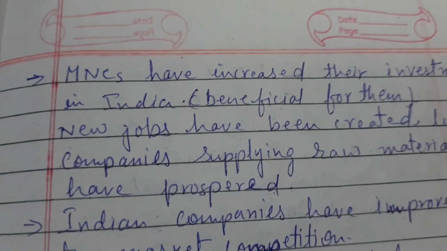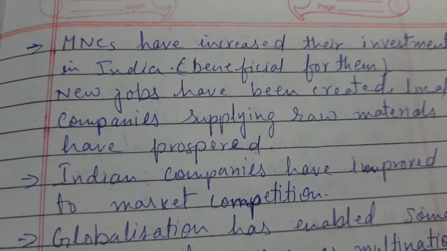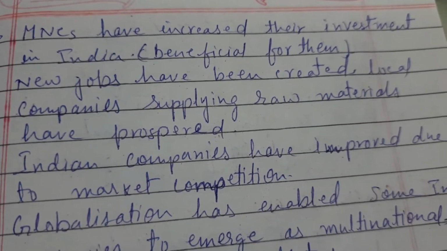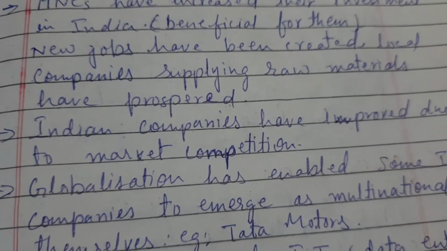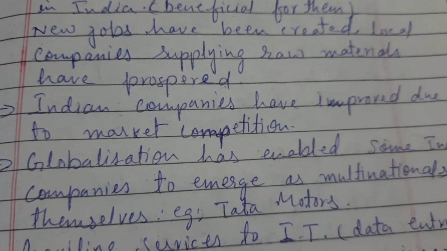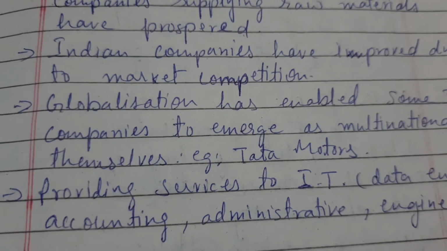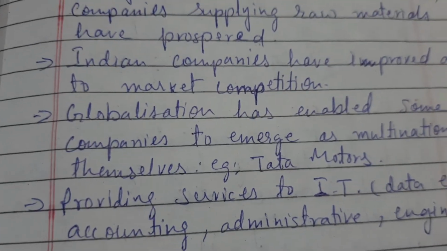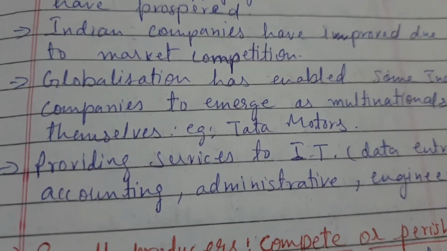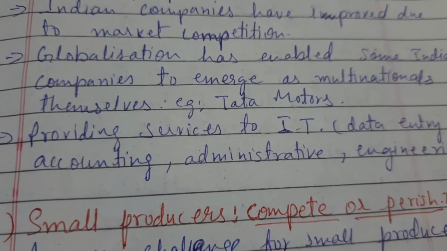Another important thing, children, is that MNCs, multinational companies, have increased their investment in India, and it is very beneficial for them. Now jobs have been created. Local companies supply raw materials and they have also prospered due to the investment of MNCs in Indian trade. Indian companies have improved due to market competition. Indian producers are also trying to improve their products so that they can compete with foreign goods. Globalization has enabled some Indian companies to emerge as multinationals themselves, like Tata Motors.